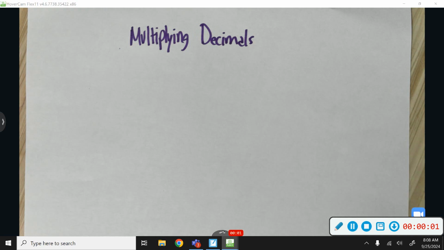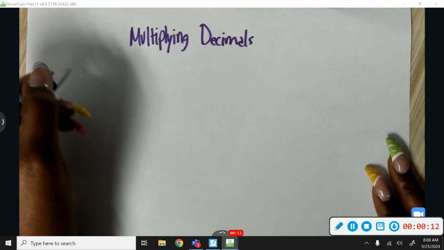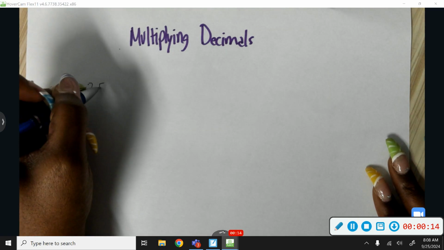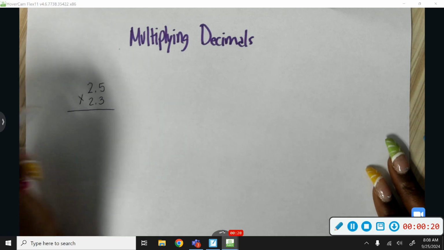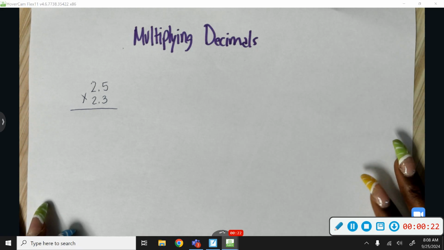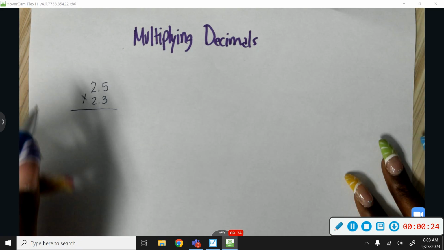Okay, so today we're going to talk about how to multiply decimals. Multiplying decimals is really similar to multiplying any regular number. So let's look at a couple of practice problems. Let's start off easy. If I have 2.5 and I'm multiplying it by 2.3, I would multiply like I normally would. So let's go ahead and multiply.